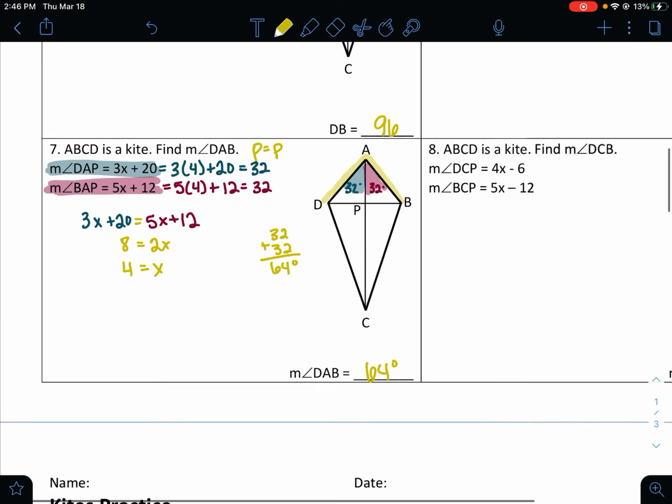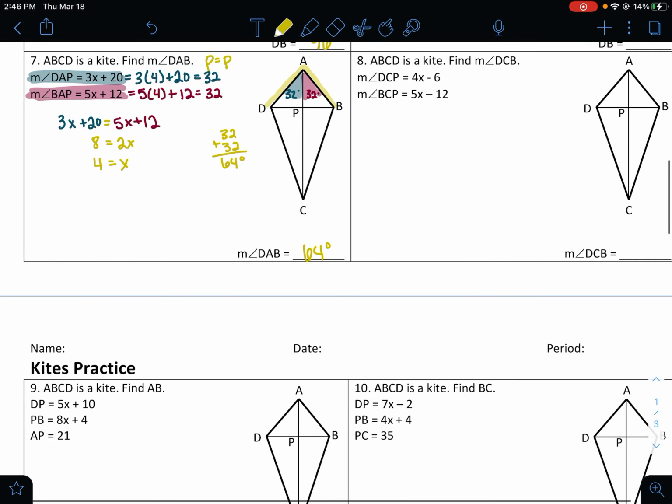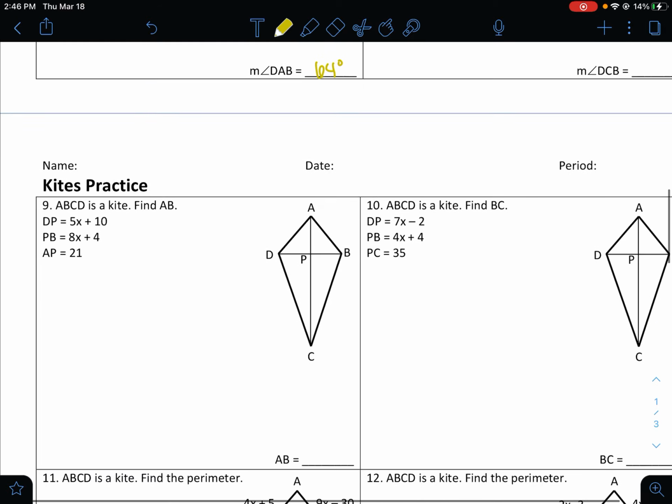Okay, so let's take a look at number 8 real quick. So number 8 is similar to this one. It looks like it's using the bottom half of the kite though. Okay, so it's the same thing, but it's just using the bottom half of the kite, but the process should still be the same. All right, so try that on your own. And let's now move on to number 5.